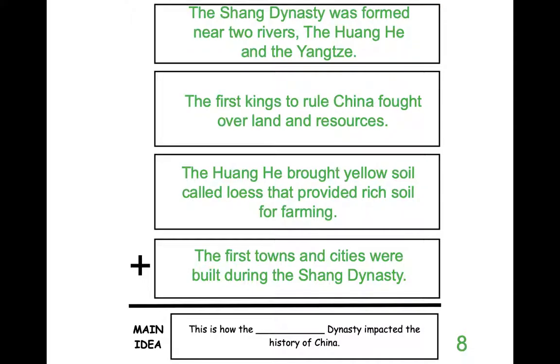And remember, we learned that this dynasty was the first dynasty and it was written on oracle bones. And so that's how we've come to know that the dynasty existed during ancient China. So this is how the Shang Dynasty impacted the history of China.